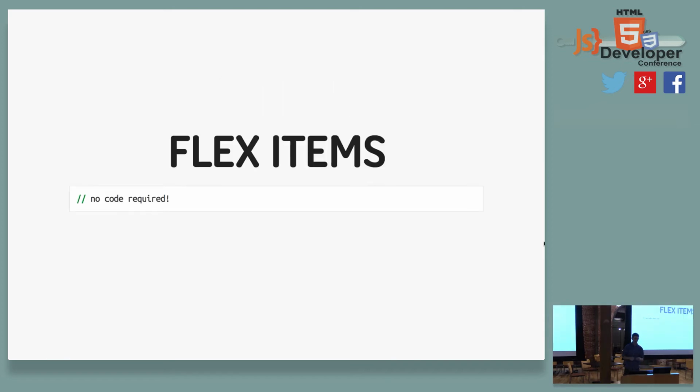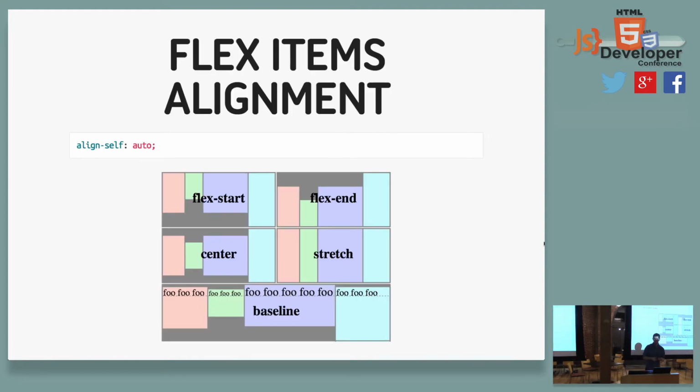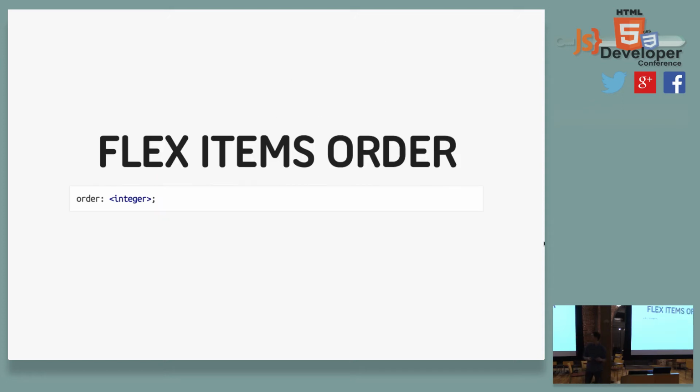So again, this was the slide I was looking for. Flex items don't have any code required. There are some properties that you can assign to flex items to override the parent's default alignment or things of that nature. So again, this is align self to do the override. So you can break whatever the parent's defined and have a specific alignment for that single flex item.